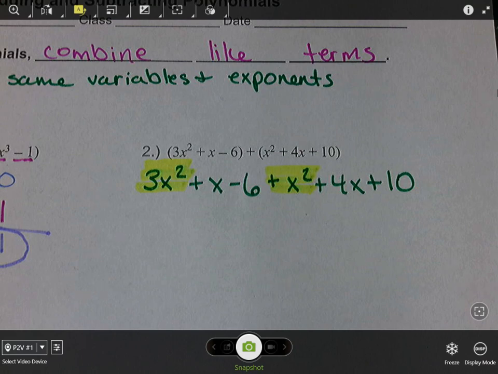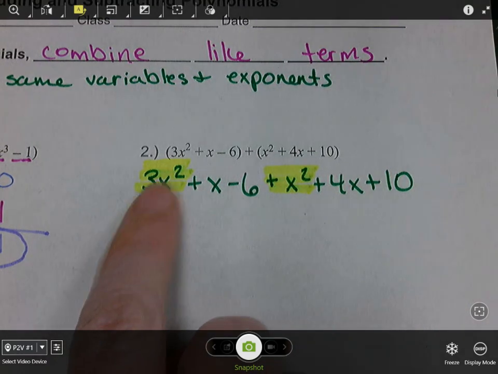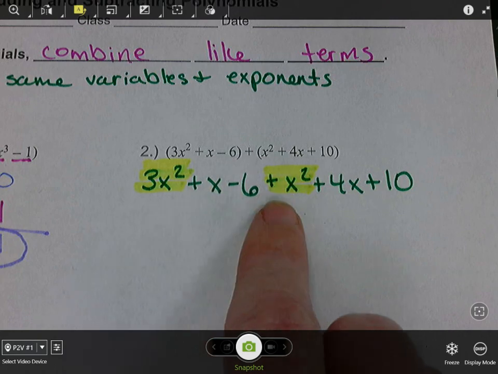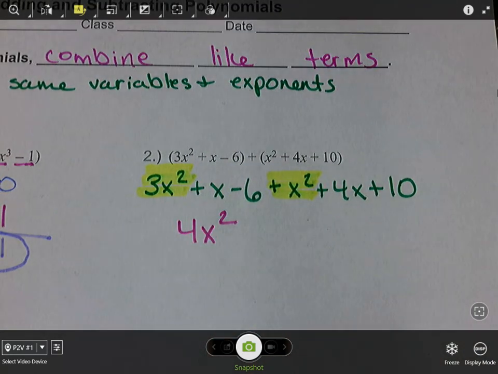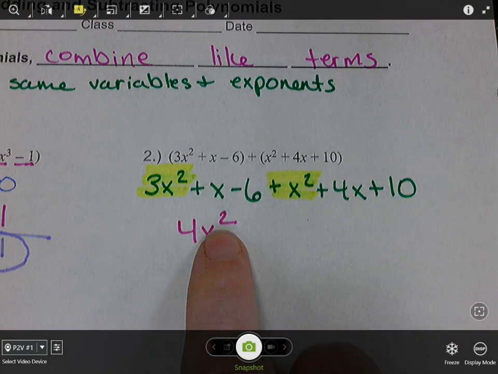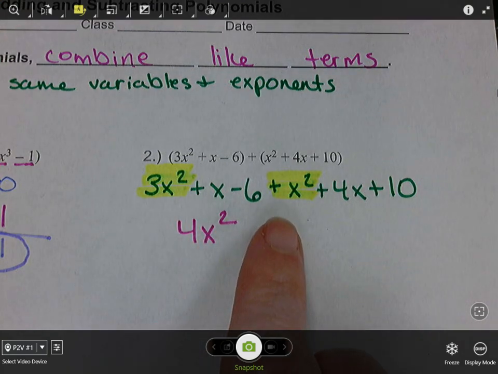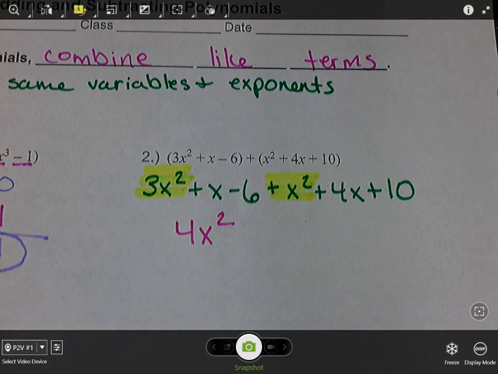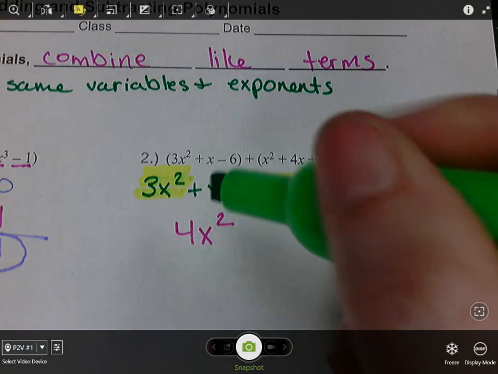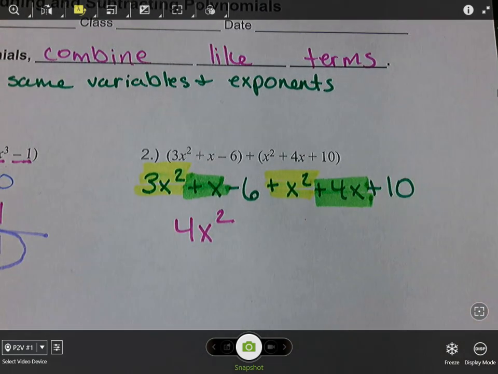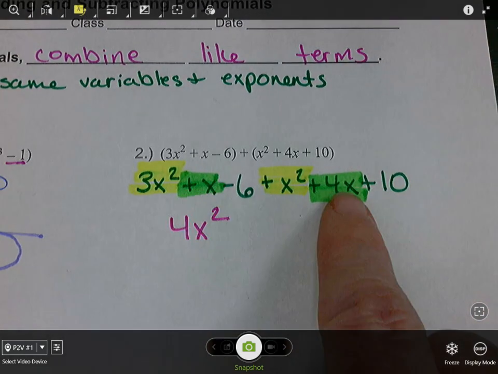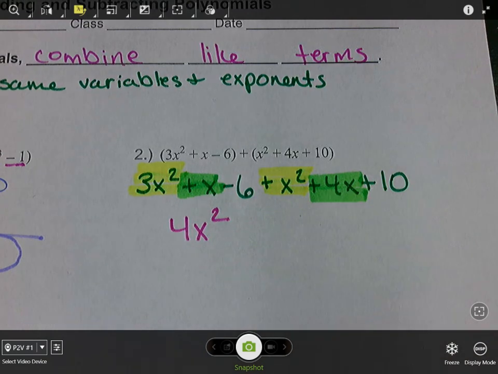And I would add those together. Well, if I have 3 and I add one more, 3 plus 1 is 4, so that would be 4x squared. Now the next number below 2 is 1. So now I'm going to look for all the terms that have an exponent of 1. Well, that would be the positive x and the positive 4x. Okay, this is 1 plus 4. So I have an x and then I add 4 more x's. That makes 5 x's and it's positive. So that would be positive 5x.